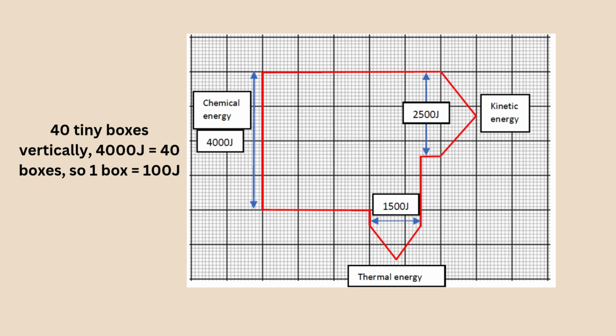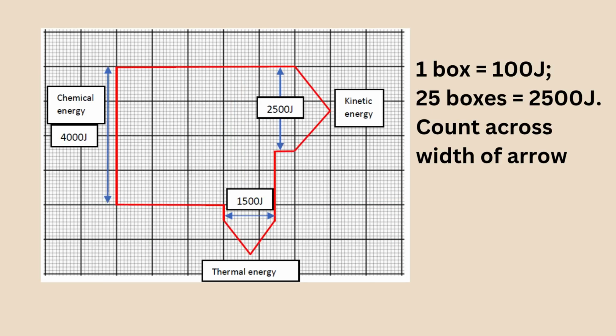Now, if we look at the chemical energy from the top of the arrow to the bottom, there are 40 tiny boxes, or 4 large squares. Now that will represent a total of 4000 joules for 40 boxes. So one box will be 100 joules. Remember, one box is 100 joules.